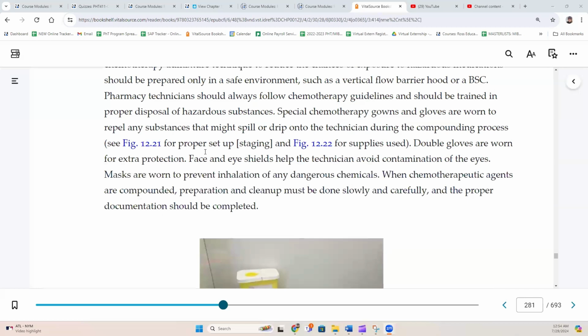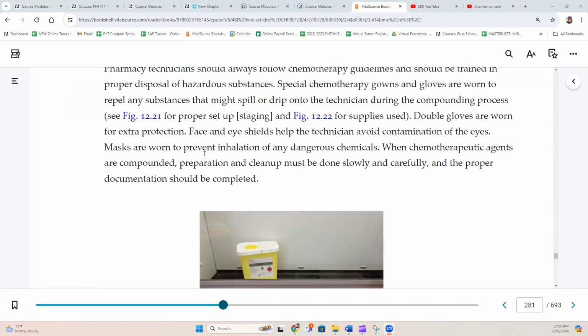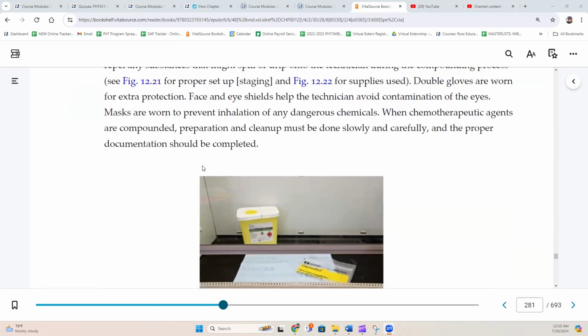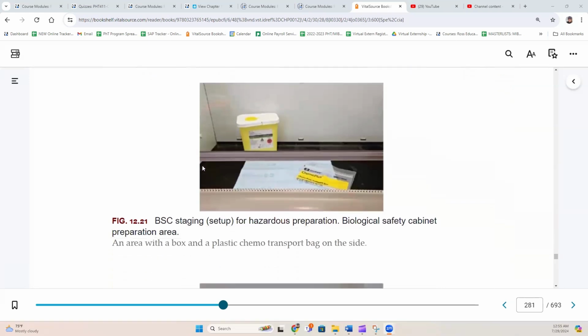Special chemotherapy gowns and gloves are worn to repel any substances that might spill or drip onto the technician during the compounding process. Double gloves are worn for extra protection. Face and eye shields help the technician avoid contamination of the eyes. Masks are worn to prevent inhalation of any dangerous chemicals. When chemotherapeutic agents are compounded, preparation and cleanup must be done slowly and carefully, and the proper documentation should be completed.